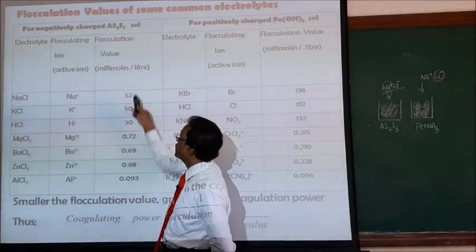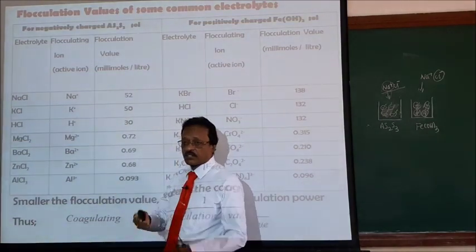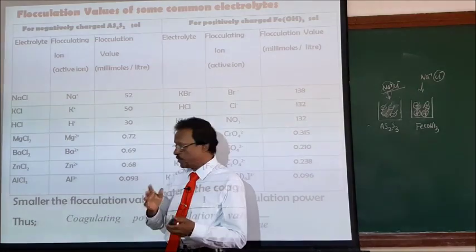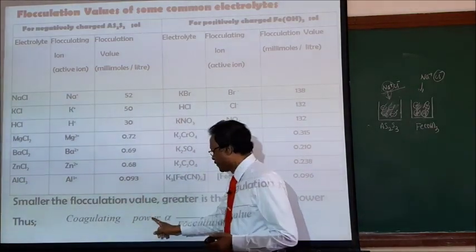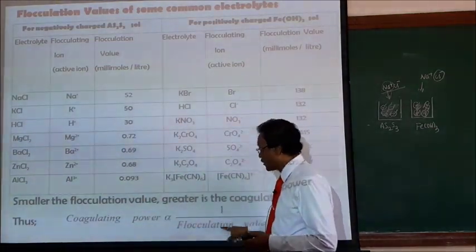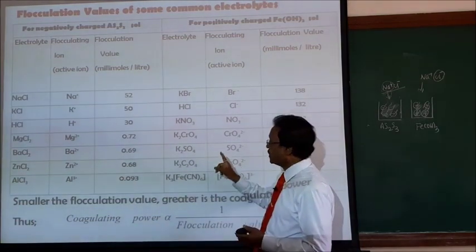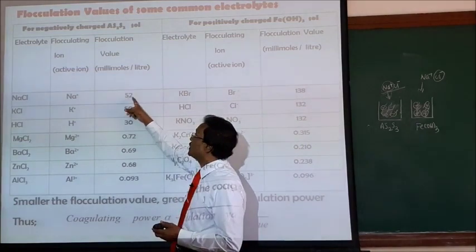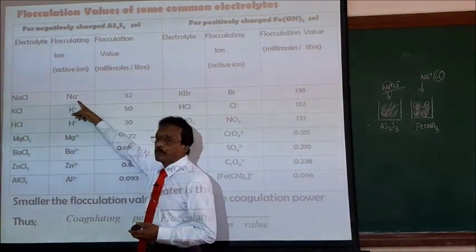In the examination, they give the flocculation value. You have to say which is a good precipitating agent or coagulating agent. So, coagulating power is inversely proportional to flocculation value. Lesser the flocculation value, greater the power of the coagulation. Or greater the flocculation value, lesser will be the power of coagulation.